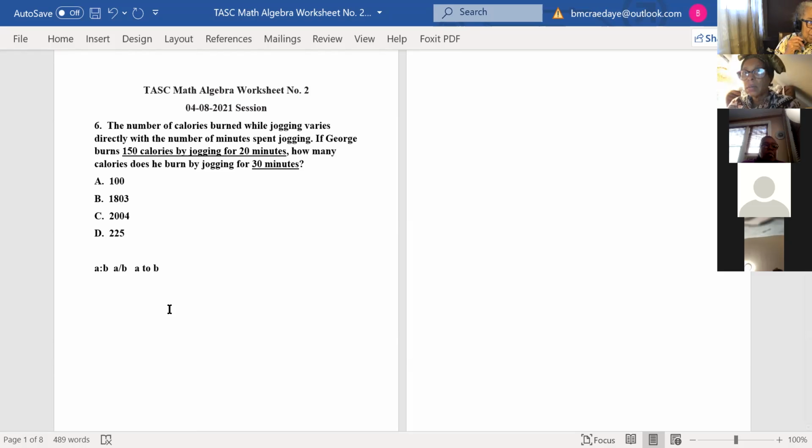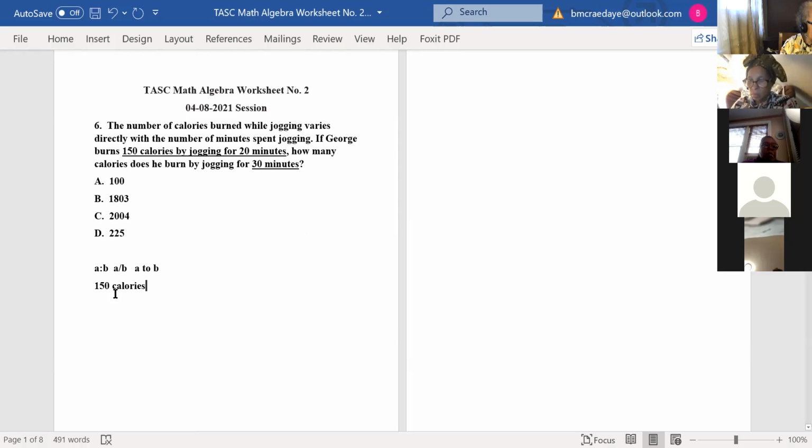10? Or should I just say like 10/20? No, in this problem you've got to use the numbers in the problem. In this problem number 6, there are two ratios. Give me one of them. 150? Okay, 150. No, 150 calories.